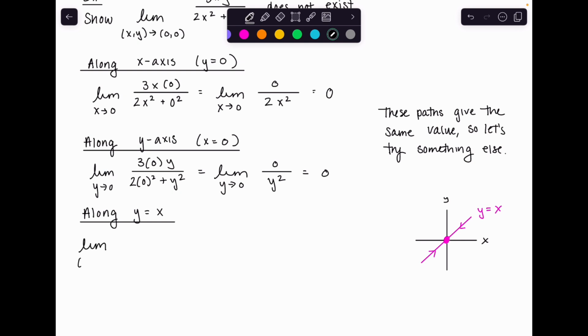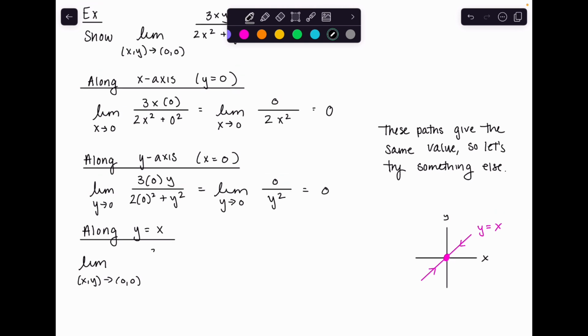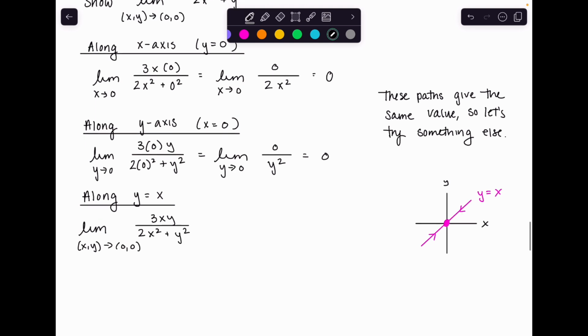So I'm going to write the full limit out now. So we've got 3xy over 2x squared plus y squared. If I'm going along this path, you can do one of two things. You can replace the x's by y, and you get a limit of y as y goes to 0. Or instead, you can also replace y by x and do the same thing. So I'm going to go with that approach. This is the same thing as letting x approach 0 and all of my y's turn to x's.